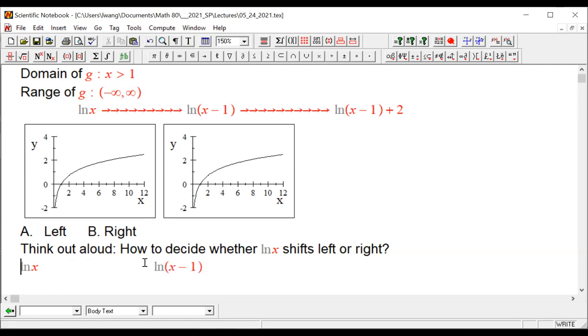And you ask this question: if the output is 0, what do we get? In that picture, x equals 1, because ln 1 equals 0, right?